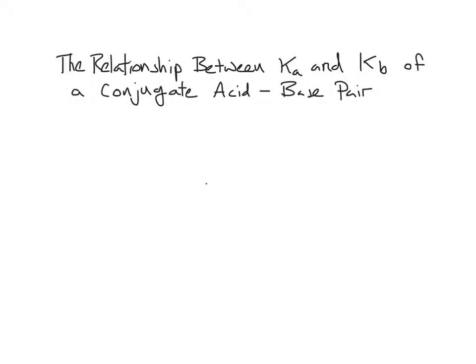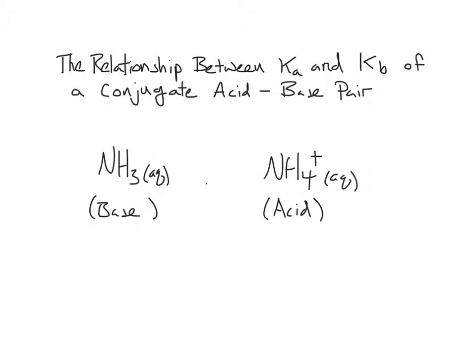In this video, we're going to look at the relationship between Ka and Kb for a pair of conjugate acid bases. In the example, we'll look at ammonia, NH3, a base, and ammonium, its conjugate acid, NH4+. We want to figure out what is the relationship between the acid ionization constant Ka for ammonium and the base ionization constant Kb for ammonia.